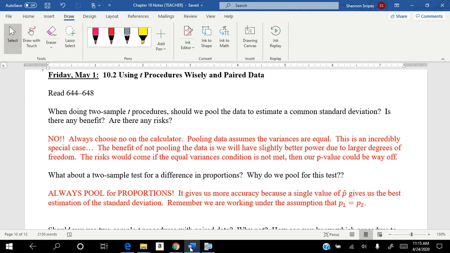So what about a two sample test for a difference in proportions? Why do we pool for this test? So always pool for proportions. Remember PP? It gives us more accuracy because a single value of p hat gives us the best estimation of the standard deviation. Instead of using two different p hats, we combine them and get one single value of p hat. And remember, we're pooling because in a test for a difference of proportions, the assumption is that P1 is going to equal P2. So we are able to pool in that scenario. So again, do not pool for T procedures, pool for proportions.